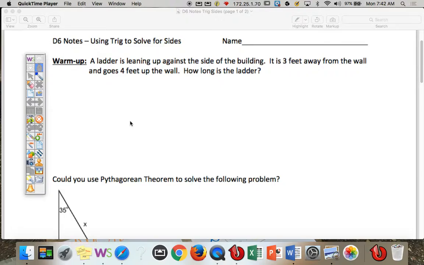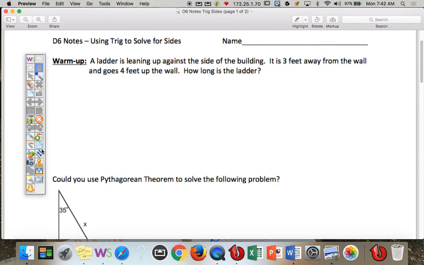Look at how to use trig to solve for sides of a triangle. Let's start with the warm-up. A ladder is leaning up against the side of a building. It is 3 feet away from the wall and it goes 4 feet up the wall. How long is the ladder?